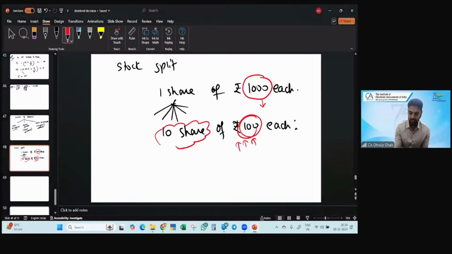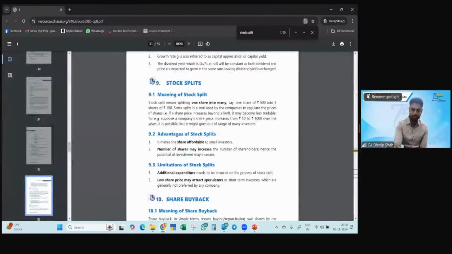So in today's session, we have completed Walter's model, we have completed Gordon's model, we have completed Graham and Dodd model, we have completed certain theory parts, like what do you mean by stock split, then different forms of dividend. Okay? Any queries, any clarity before we end today's session?